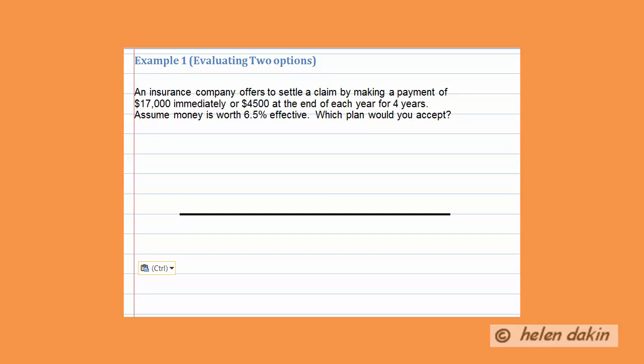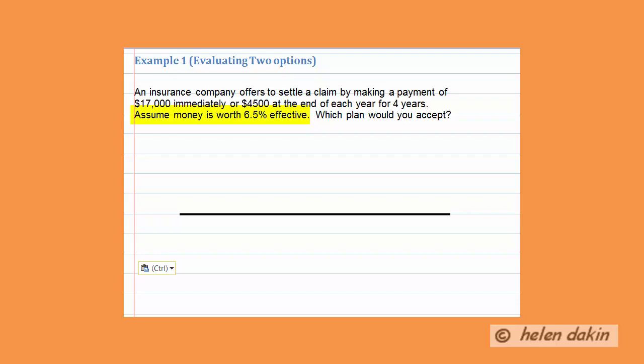An insurance company offers to settle a claim by making a payment of $17,000 immediately, or payments of $4,500 at the end of every year for 4 years. Assuming that money is worth 6.5% effective, which plan would you accept?